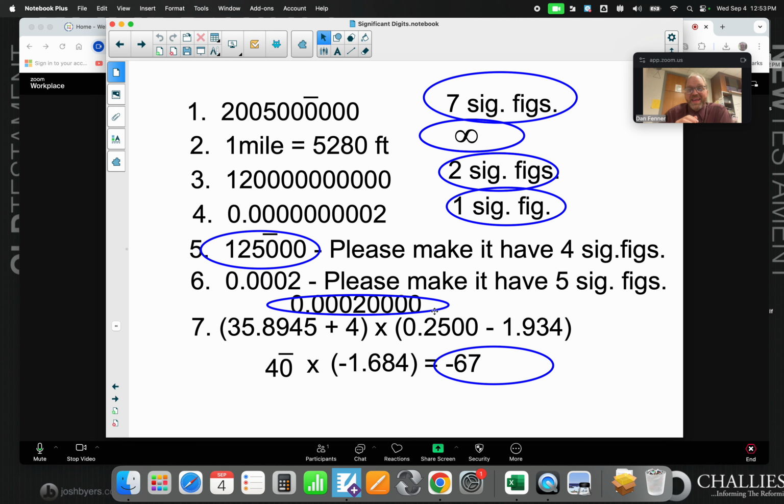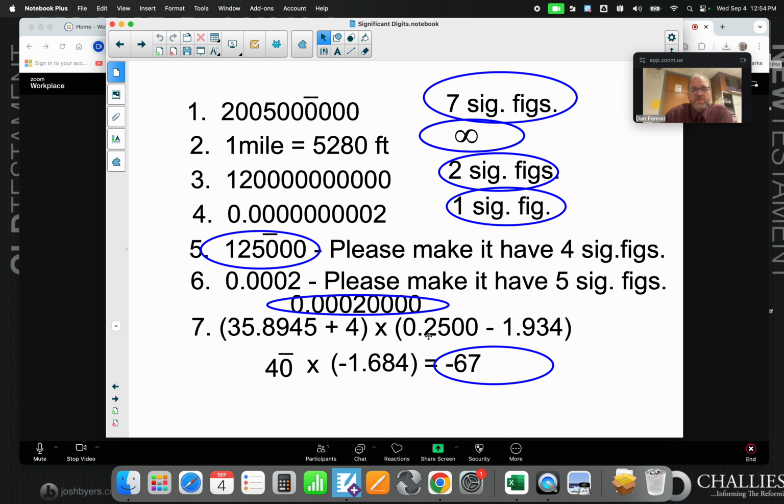Remember, that's showing exactness. All right, for this one, when I add 35.8945 plus 4, I actually get 39.8945. But the last filled column for addition and subtraction is going to come to the ones place. So therefore, it's going to be 39.89. That's greater than 5, so we'll round it up. But at 39 I have 2 sig figs. I need 2 sig figs, so I need to put a bar over the answer for 40.